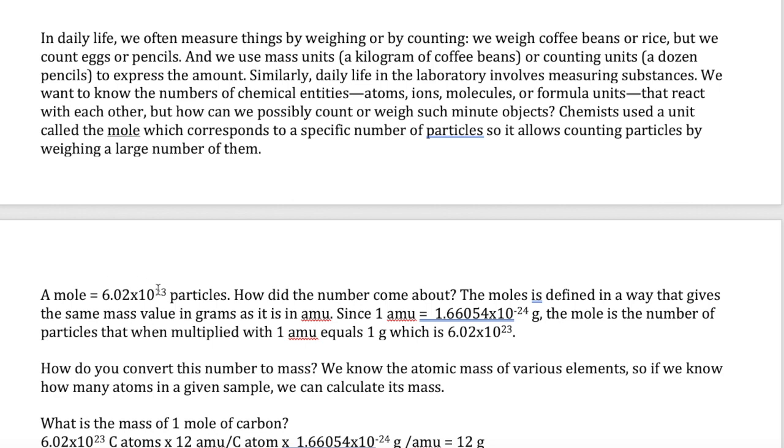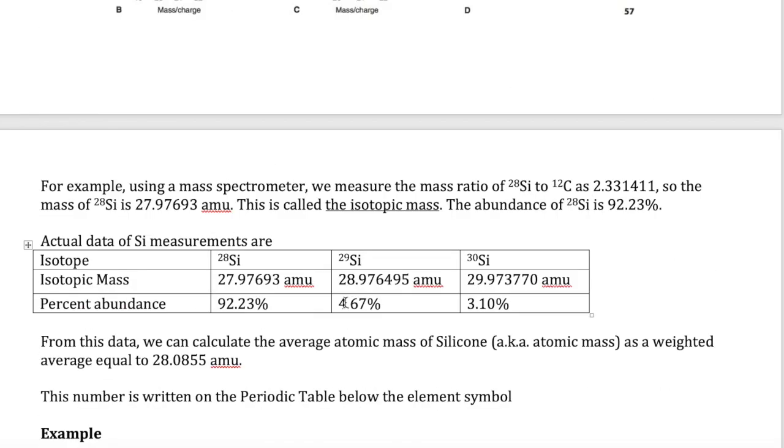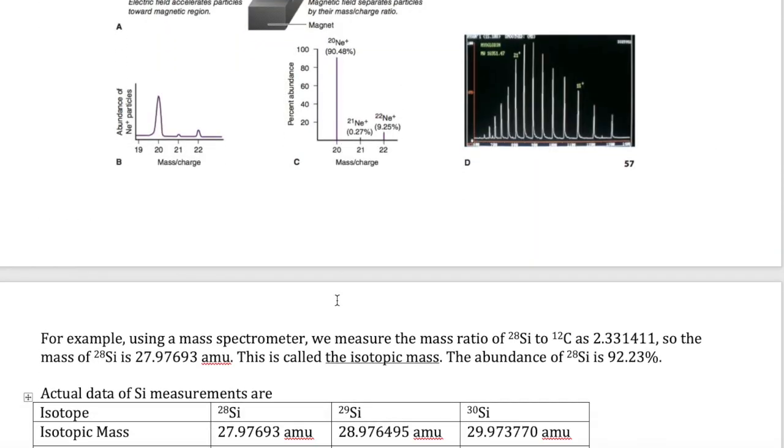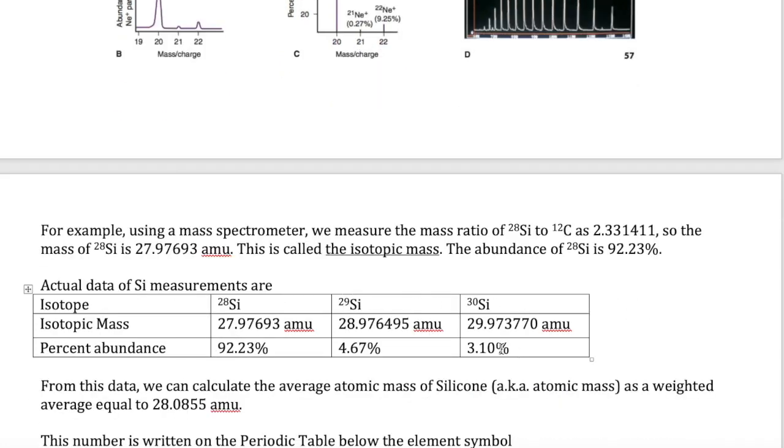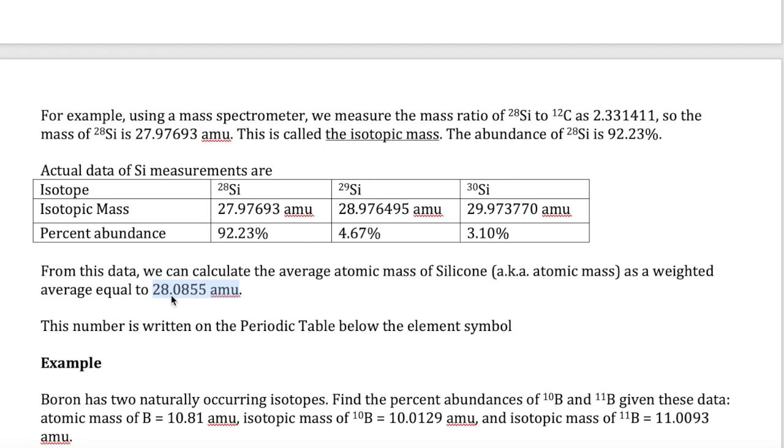How do we come up with this number? How did we say that a mole is equal to that many particles? We go back to our definition of atomic mass, which was something that we found by measuring all the different masses of isotopes and their percent abundance, and that number shows up in the periodic table underneath the symbol of the element, and it has a unit of AMU. So that mass is the mass of just one atom of a particular element. So in this case, this corresponds to silicon. So this is just the mass of one atom of silicon.